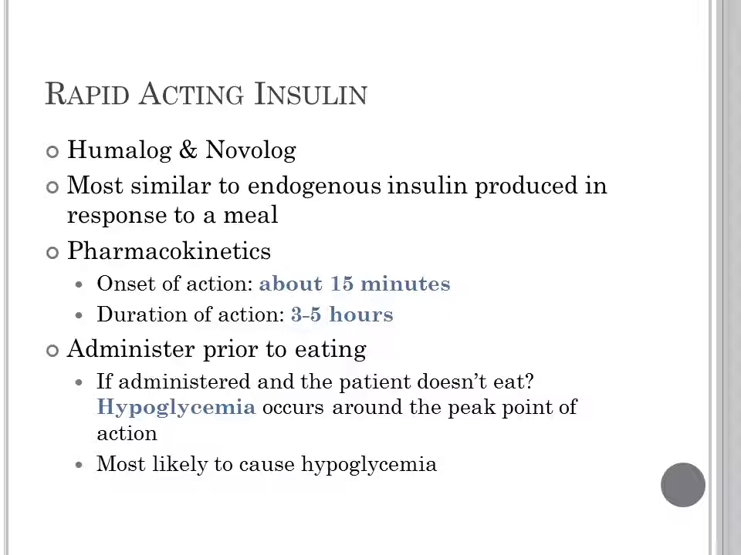And a good rule of thumb is to start looking at the peak. Rapid-acting insulin peaks about an hour after administration, so about an hour after you give it is when you're going to start noting signs and symptoms of hypoglycemia. Rapid-acting insulin is the most likely to cause hypoglycemia because it tends to be the most potent. It really causes a spike. It's good at causing spikes. It's not a very consistent type of medication.